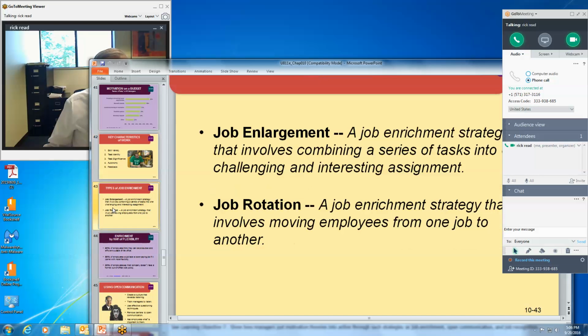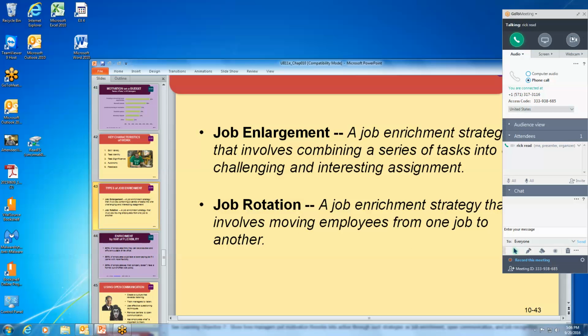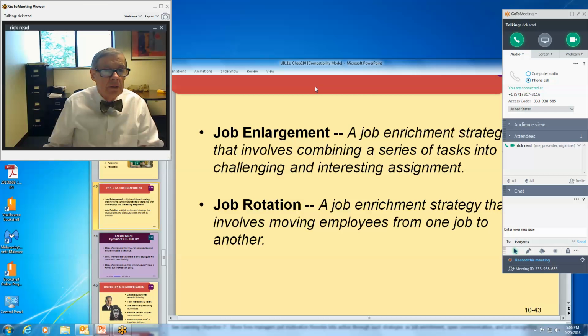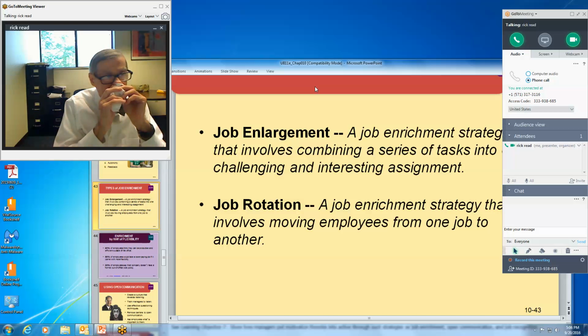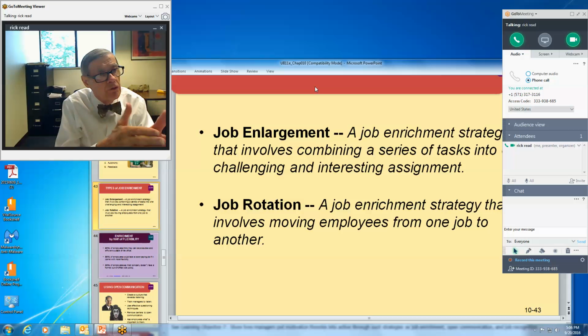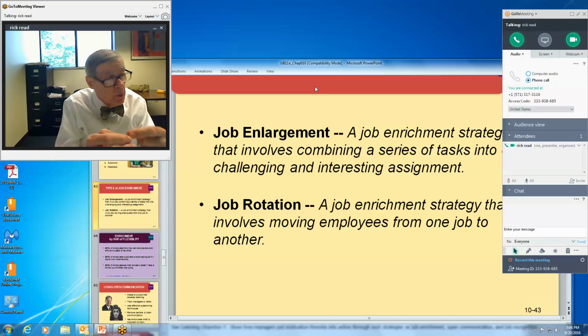There are a number of ways to do this. One is known as job enlargement. Here, in many cases, it combines tasks that were previously done separately into one, notice what it says here, challenging and interesting assignment. Job rotation is a strategy where a person moves from job to job, learning new tasks and new skills, so he or she becomes a more valuable employee.